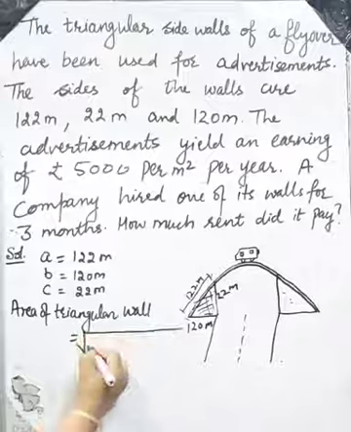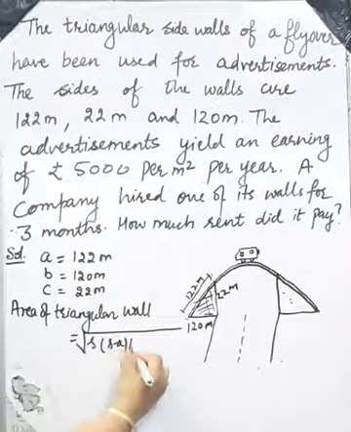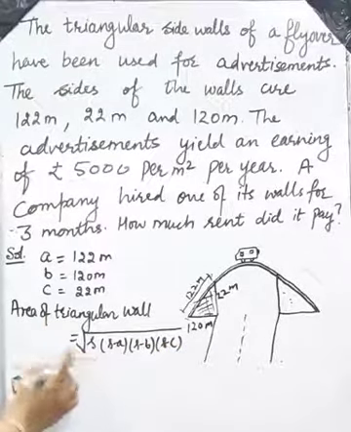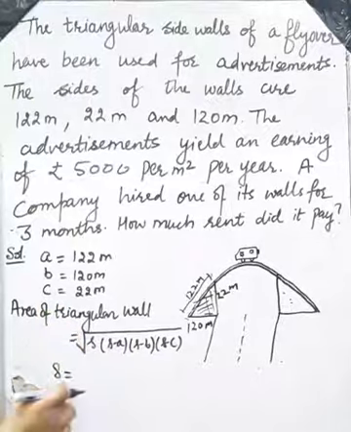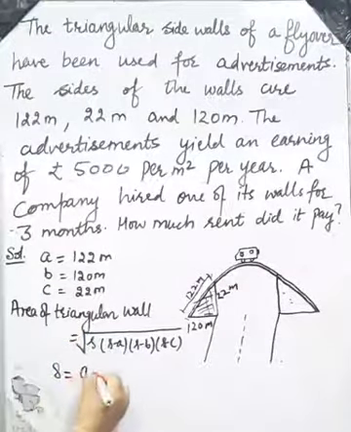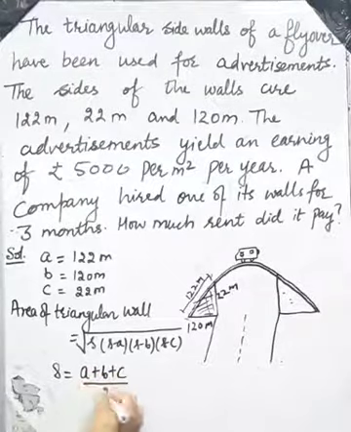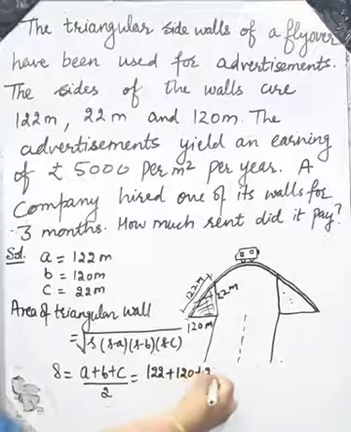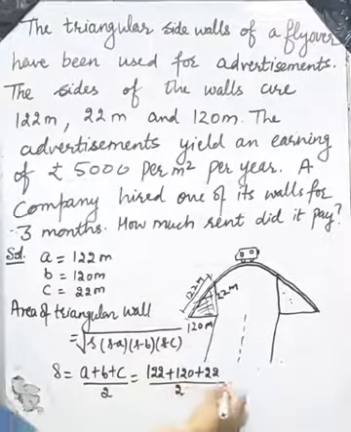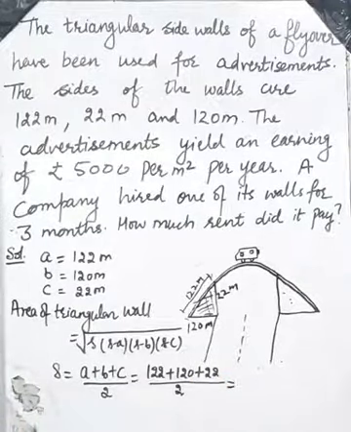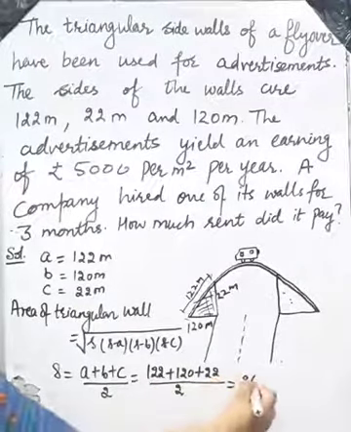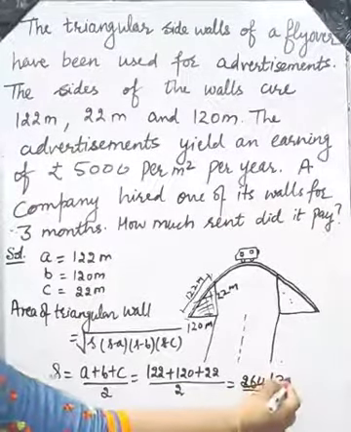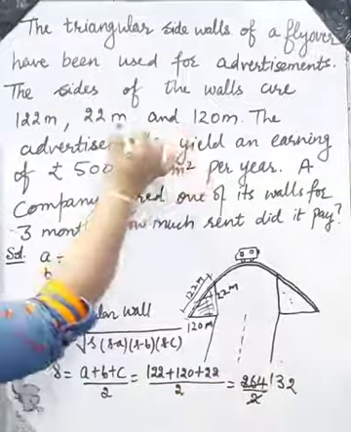Area of the triangular wall equal to under root s, s minus a, s minus b, s minus c. First of all, you have to find the value of s. s means semi-perimeter, a plus b plus c divided by 2. 122 plus 120 plus 22 divided by 2. Now add all these terms. Sum will equal to 264. Now divided by 2. Semi-perimeter will equal to 132 meter.